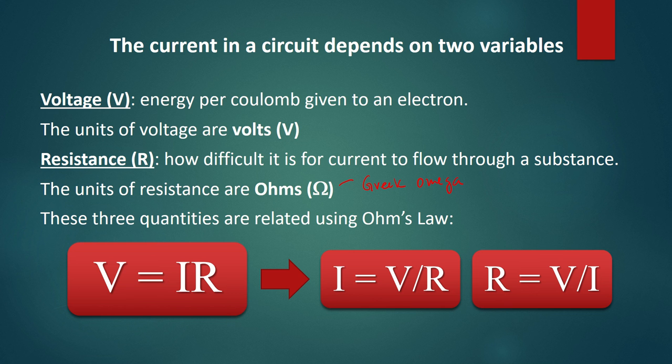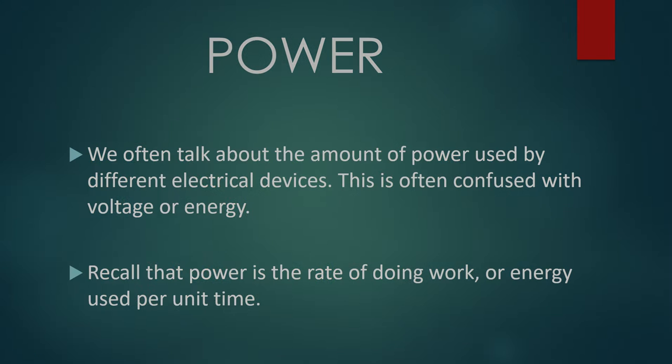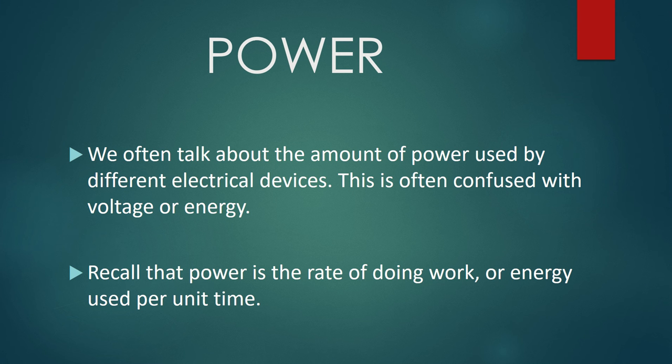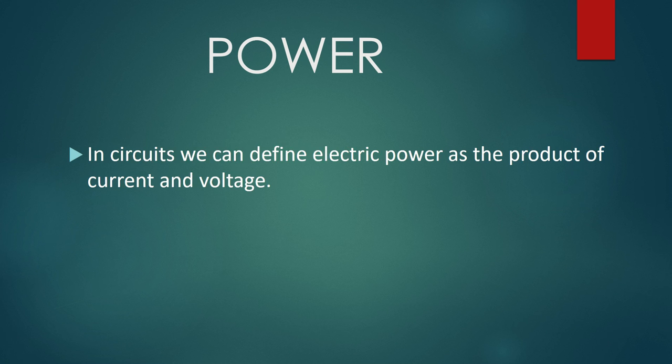So what else can we do? We know Ohm's law. We can now solve for voltage, current, and resistance. Let's also talk about power. We already mentioned power in the previous unit when we talked about energy and work. We often talk about the amount of power used by an electrical device, and this is often confused with either voltage or energy. Recall that power is the rate of doing work, so we have energy used per unit time. How does that relate to electric power? In circuits, we can define electric power as the product of the current and the voltage.